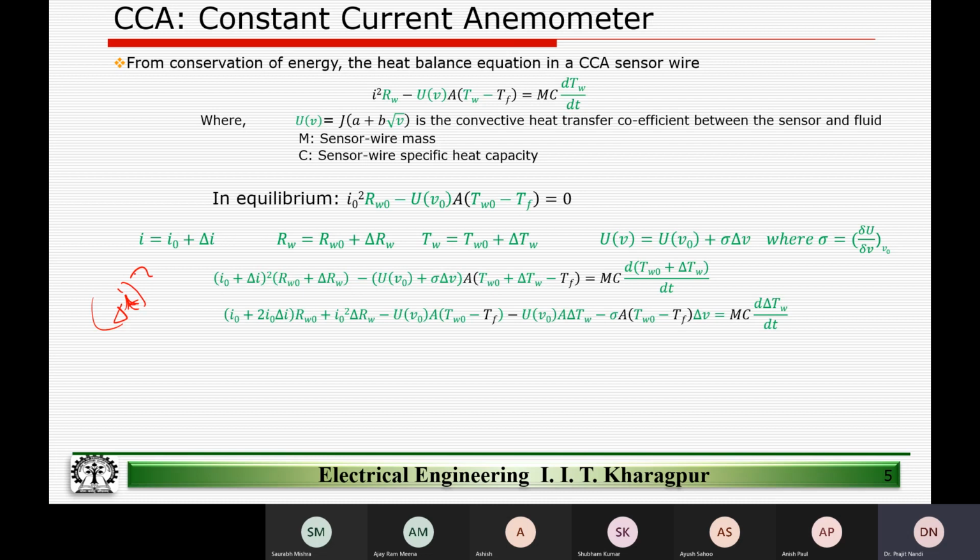Delta I itself is a small quantity. Delta I square will be negligibly small, so I have neglected the delta I square term. And similarly, anywhere there are two deltas, we are multiplying a small quantity with another small quantity, so I have neglected that, right? I think this approach you would be pretty familiar with.